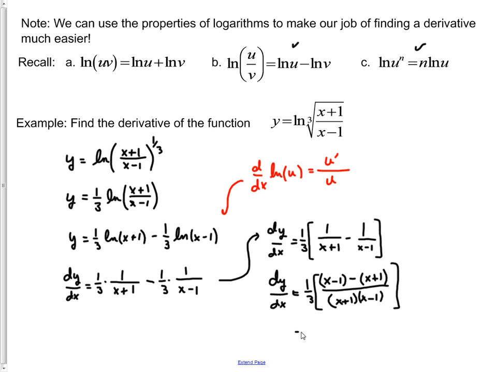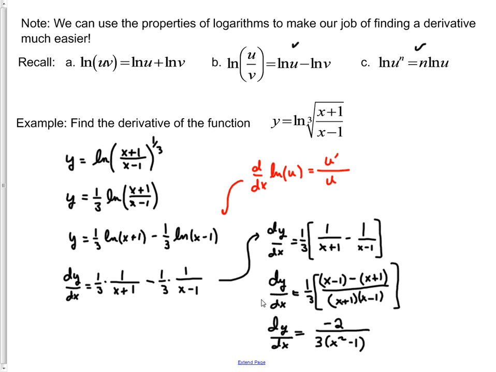And simplifying one more time, we know that x minus 1 minus x minus 1, that's going to just become -2 in the numerator. And in the denominator, I'm going to have 3 from my fraction in front right here times the product of x plus 1 and x minus 1. That's like saying x squared minus 1. And so in completely simplified form, here's our derivative.